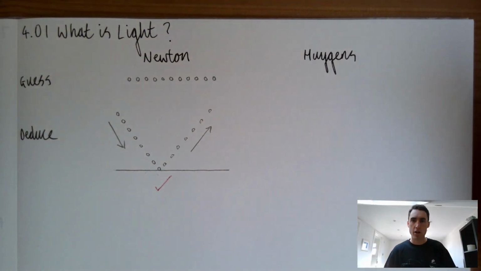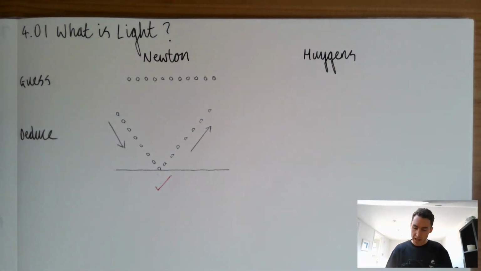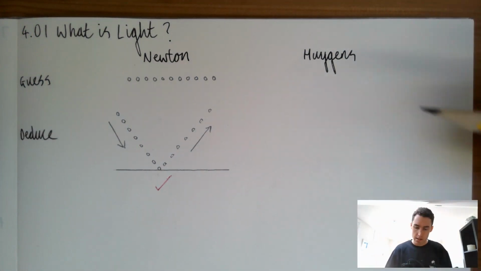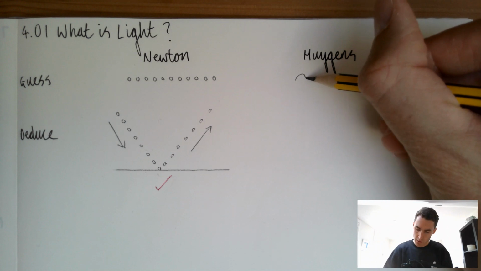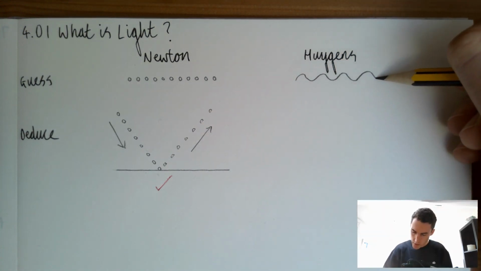And you can imagine him sitting at the harbour wall and watching the waves come in against the harbour wall. And he said, well, hang on, I actually think light is made up of waves, a bit like the waves that you see in the North Sea. So his guess was that light is a wave.